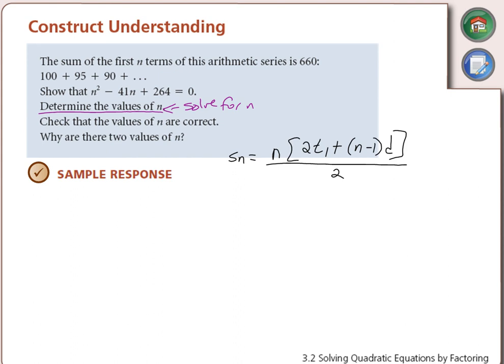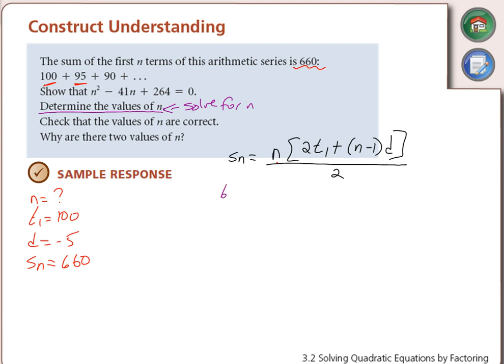Formula-based question. Always write down: do I know the n? No, that's what I'm looking for. The t1, I know that. That's 100, first term there. The d, 95 minus 100, negative 5. And then my Sn, I know that. That's 660. Let's plug it in and see what happens.